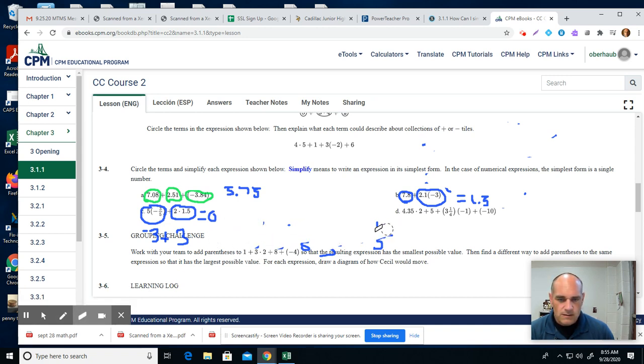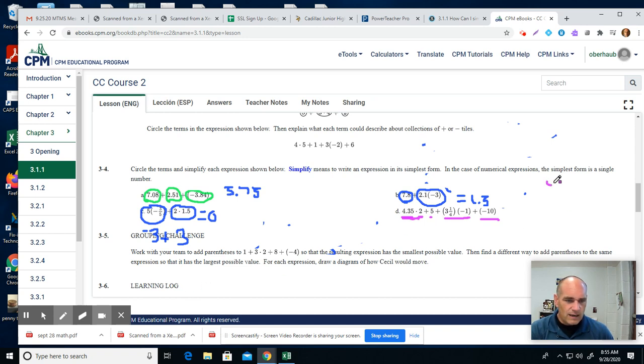Let's erase this. Last one. Let's see. So we need to circle our terms. So I'm just going to underline them. So that's a term. Whoops, this whole thing's a term because we've got our plus signs that kind of break them in half. That's a term. This whole thing's a term. And then this is a term. All right. So 4.35 times 2.